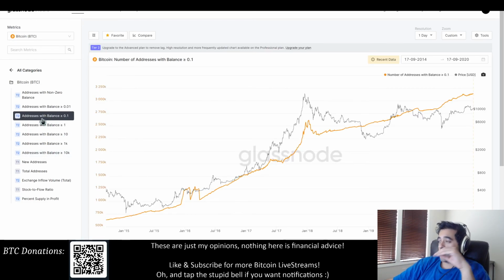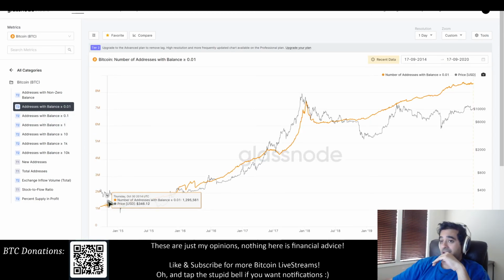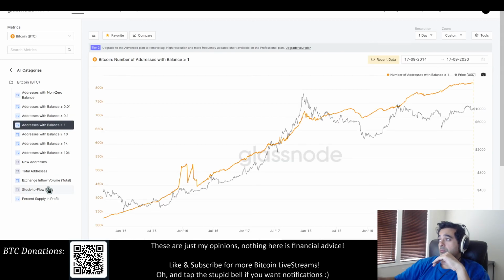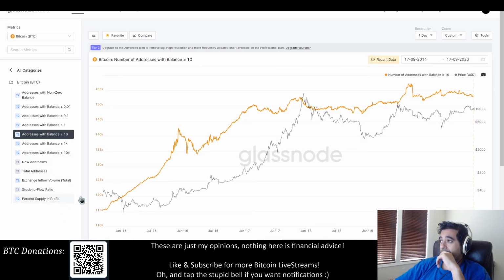So addresses with greater than or equal to 0.1 Bitcoin, also at its peak. 0.01 at its peak, it's the highest it's ever been. Addresses with equal to or more than 1 Bitcoin, also at its peak. Addresses with more than 10 Bitcoin, roughly a little bit lower than its peak.